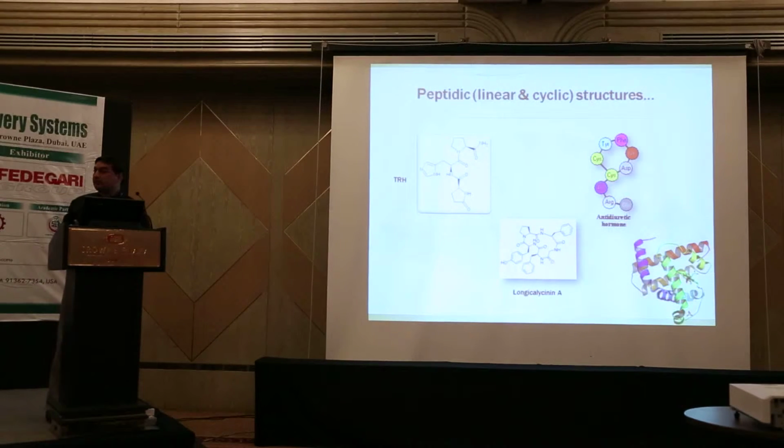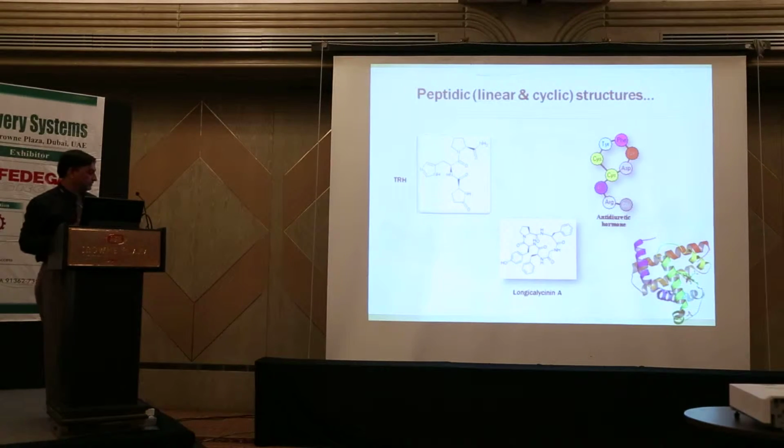Whenever we are talking about peptides, we may face linear moieties as well as cyclic moieties. See some of the examples I cited: TRH, thyrotropic hormone, which is a linear peptide. Then longicalicin A, you can see it is a cyclic peptide. It is a mixture of a cyclic and a linear peptide.